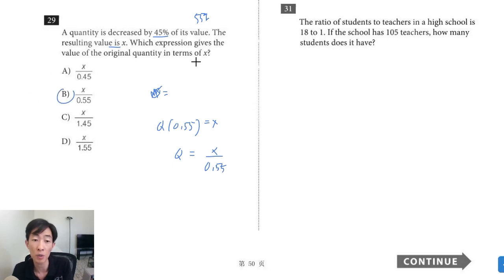So for this problem, like the other one, you could have picked an x value, and then once you pick your x value, you can derive your original value, and then each of these is equal to the original value. So as long as you plug in the same x, you should get the answer. But algebraically, this is the quickest way to do it. Just know that for a decrease of 45%, you can calculate the new value by multiplying by 0.55. That's the shortcut.